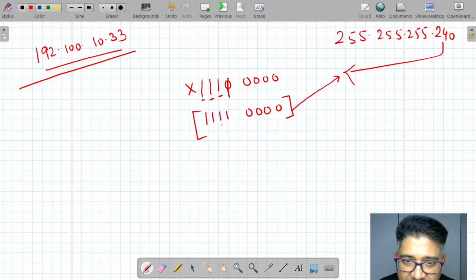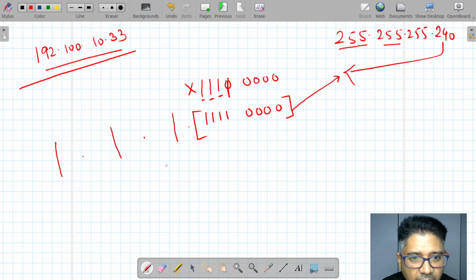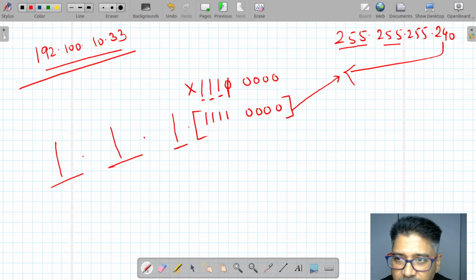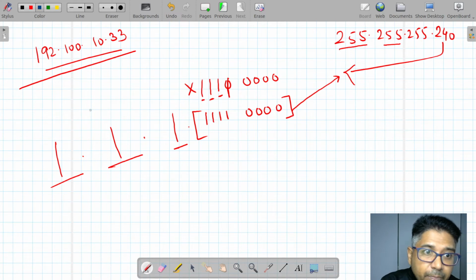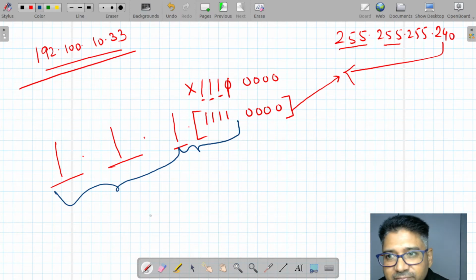Okay, 240 is this, and for 255, 255, 255 there will be all ones. Are you agree? That means there are 8 ones, 8 ones, 8 ones. So my default network was this, and now it is extended to this, right?